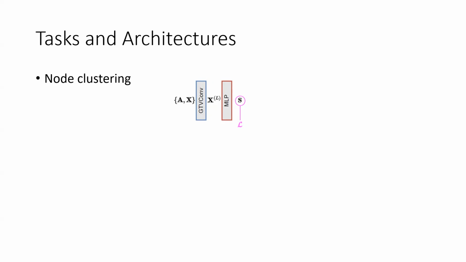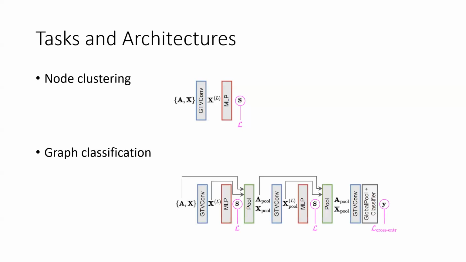The architecture we use for this task is very simple and consists in a stack of GTV-conv layers, which generates the node embeddings, followed by an MLP layer that computes the cluster assignments. Note that clustering is an unsupervised task, and that architecture is trained only by minimizing the proposed auxiliary loss, which is also unsupervised.